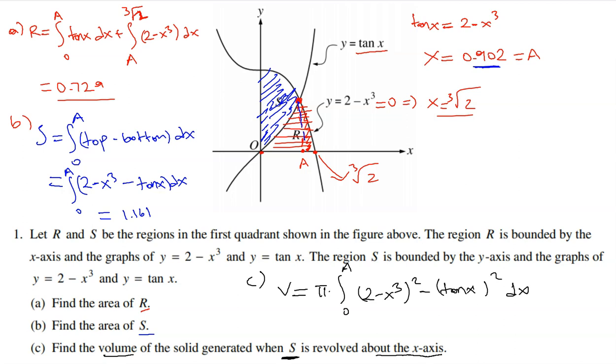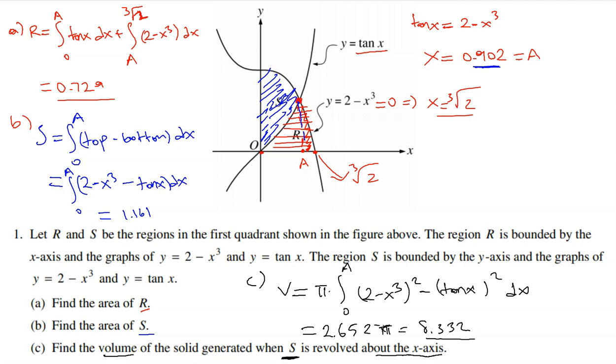Again, if we use our calculator skills, this result is going to be equal to 2.652 pi, or if we use the actual value of pi, we end up with 8.332.